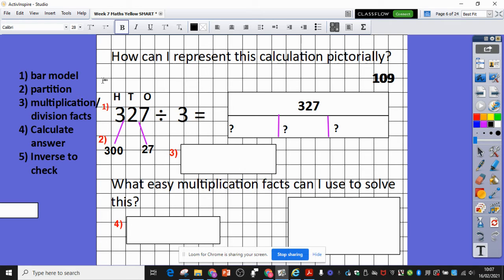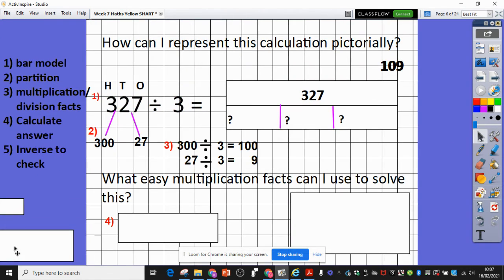Now I've got something there that I can work with. I've partitioned it out, and I'm looking at that division number there, the number I'm dividing by, 3, and I've got a 3 here. I can see that's going to go into that easily. So now I'm going to use my multiplication and division facts to help me. So let's get rid of this box now for stage 3.